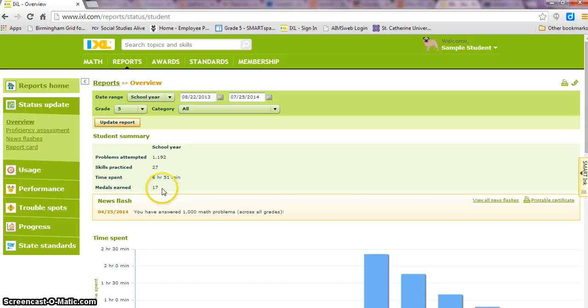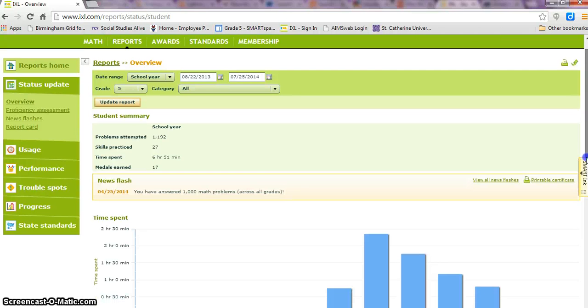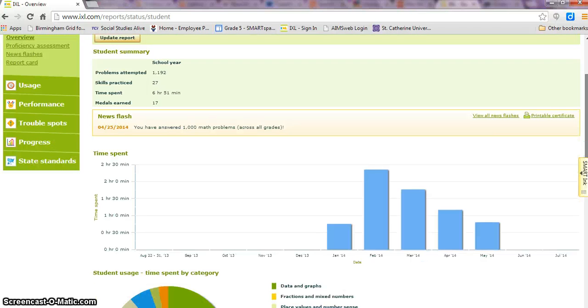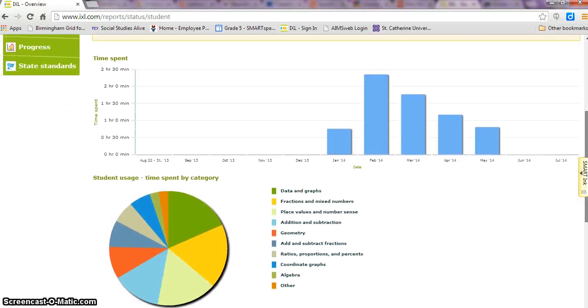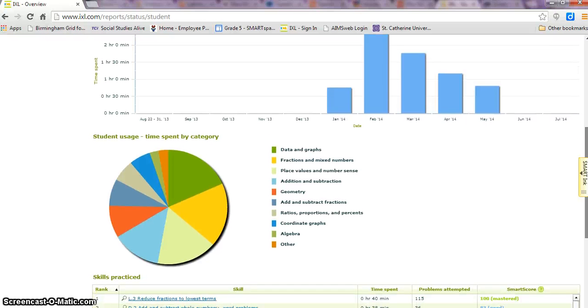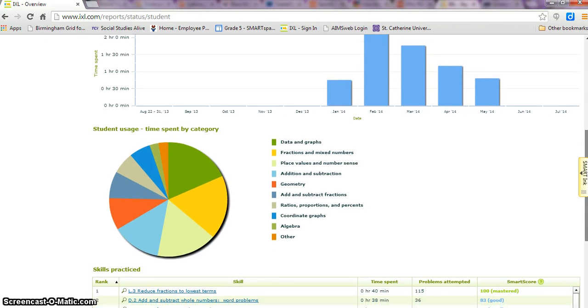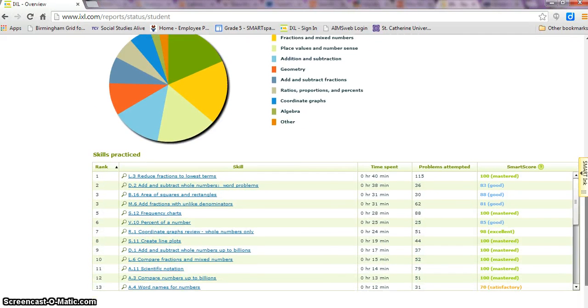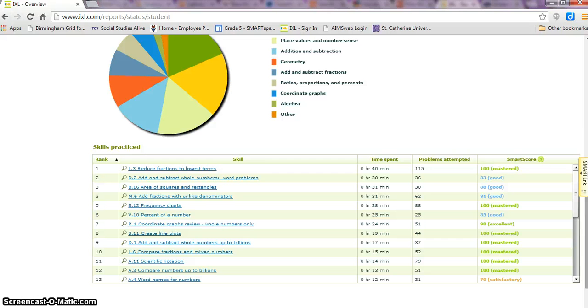You can earn medals as you master different skills. This account has mastered 17 different skills. We have a graph that shows us the time spent in each month and the time spent in each category. At the bottom, it tells us more information about specific skills practiced and a SMART score.